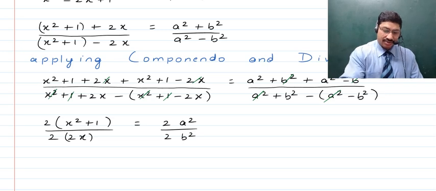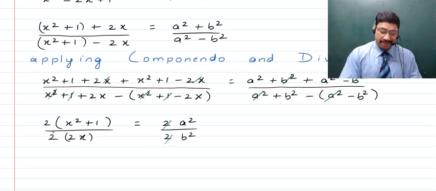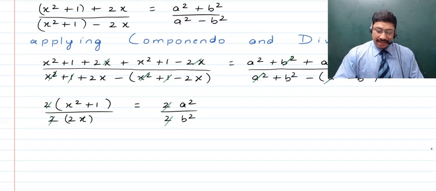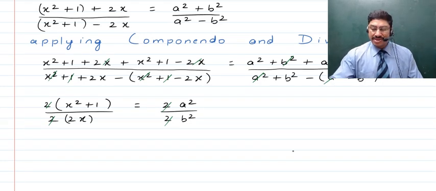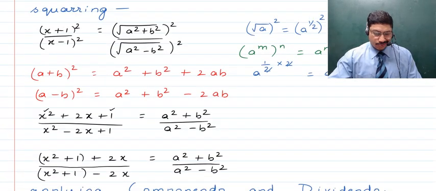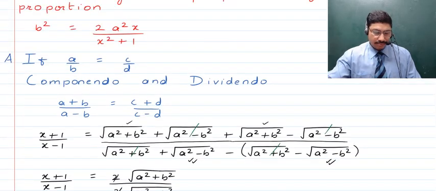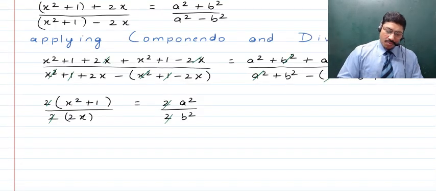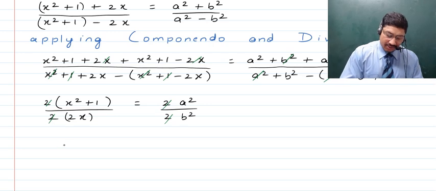And as such here, you get to see that 2 will get cancelled from the numerator and from the denominator, and on the left hand side also it gets cancelled from the numerator and from the denominator. Now, as you know that we've got to make b square the subject of the equation, just quickly checking it up. Yes, so very easily now we'll be making b square the subject of the equation.